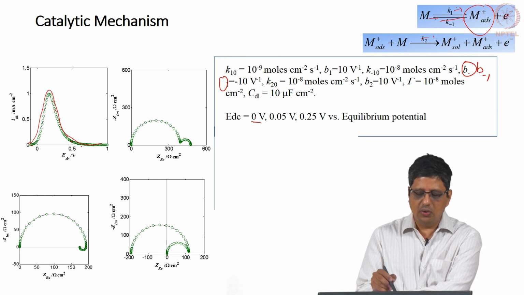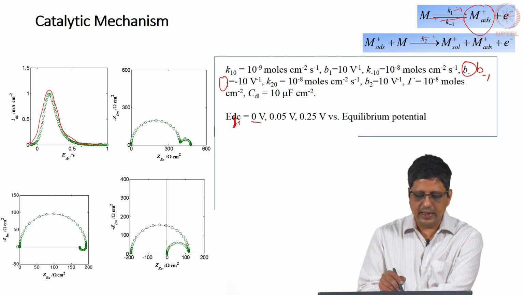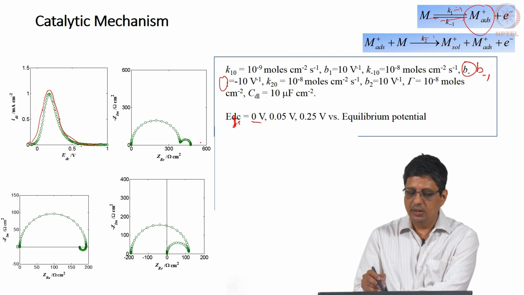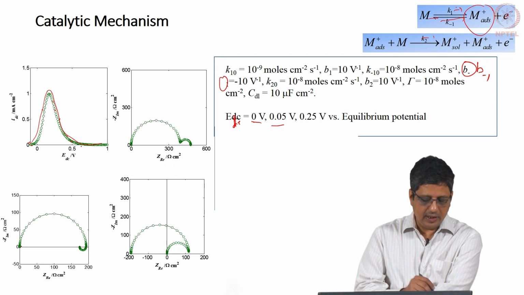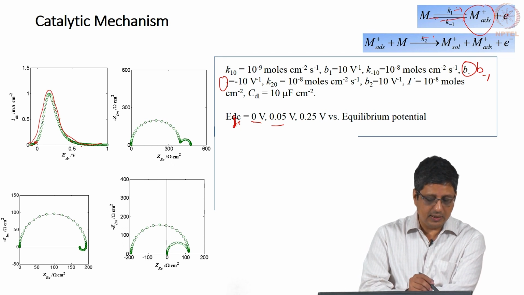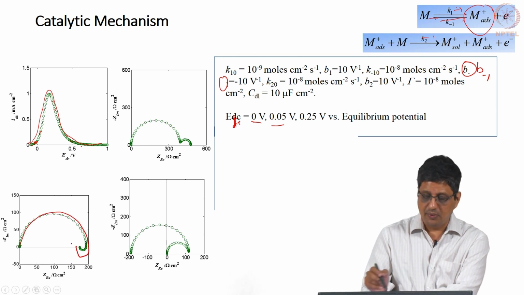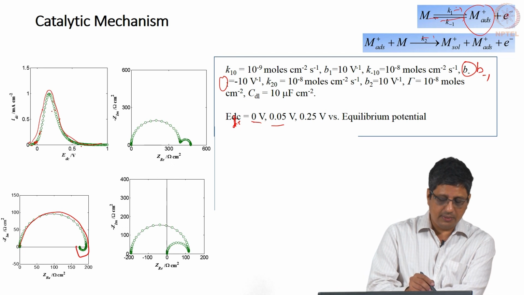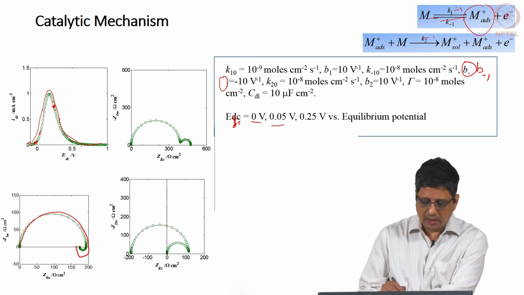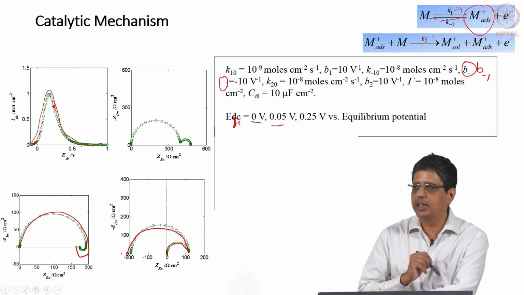Here if I go to E subscript DC, at 0 potential I get 2 semicircles here. At 0.05, slightly away from this, somewhere here I get a capacitance with an inductive loop. At 0.25, probably somewhere here, I get a capacitance with a negative resistance.